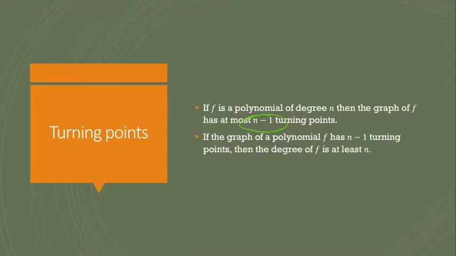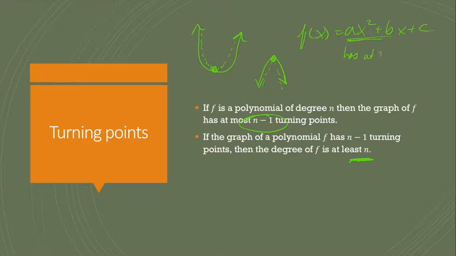If a polynomial has degree n, then the graph has at most n minus 1 turning points. If the graph of a polynomial has n minus 1 turning points, then the degree of f is at least n. So let's think about a parabola. It's defined by a function of the form ax squared plus bx plus c. A turning point is a point where my function goes from decreasing to increasing, or from increasing to decreasing.